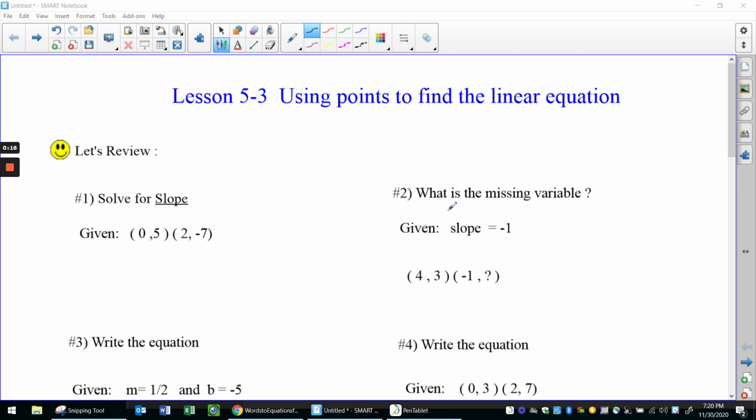Question number 2, what is the missing variable in these 2 points here given that the slope is -1? So let's look at problem number 1 and problem number 2. Do both of those and then we'll come back to the answers for them.